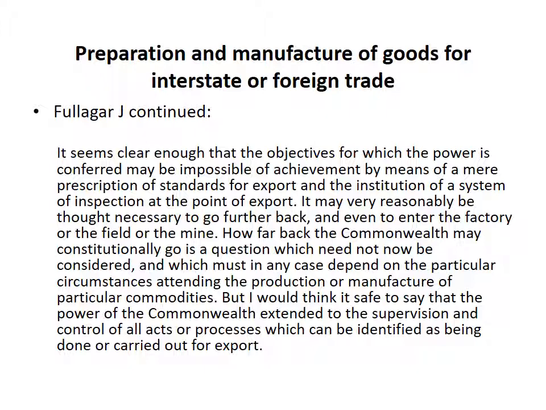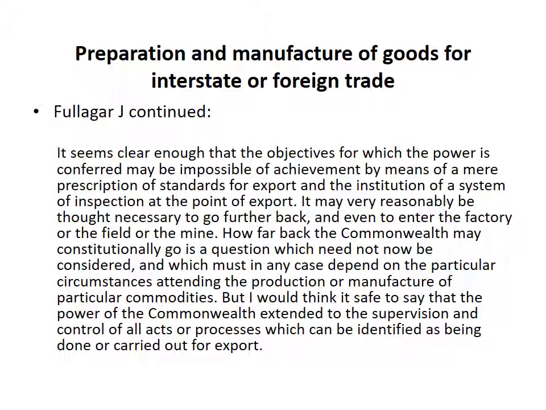He continued, "It seems clear enough that the objectives for which the power is conferred may be impossible of achievement by means of a mere prescription of standards for export and the institution of a system of inspection at the point of export. It may very reasonably be thought necessary to go further back, and even to enter the factory or the field or the mine.